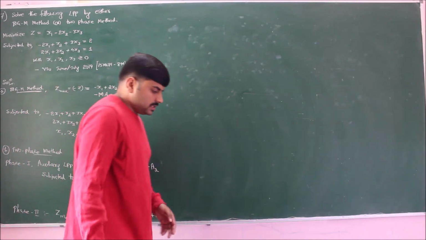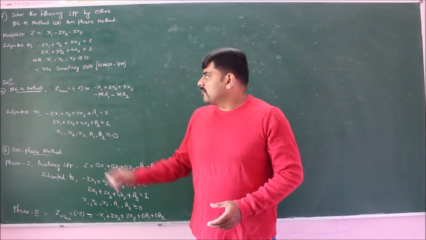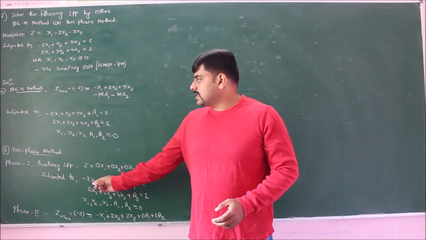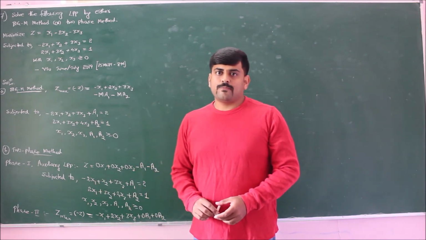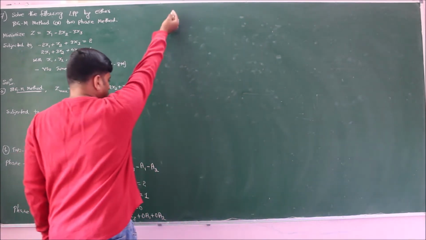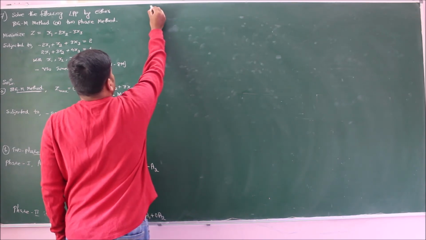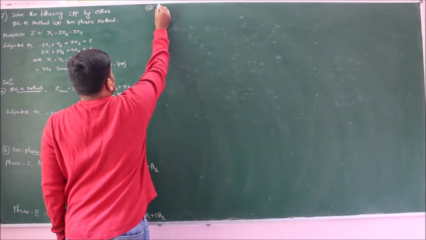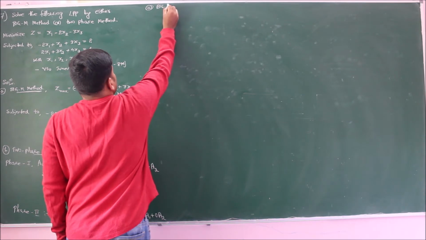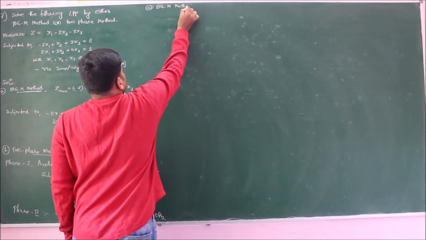So this completes the representation of the given problem in its standard form for solving using big M method as well as using two-phase method. Let us solve using big M method. For big M method, if I formulate the table, it will look like this, for big M method or penalty method.